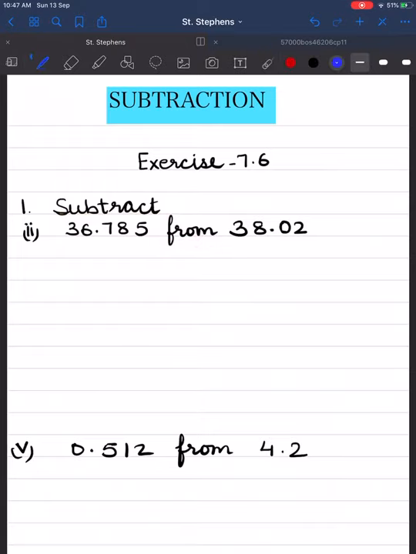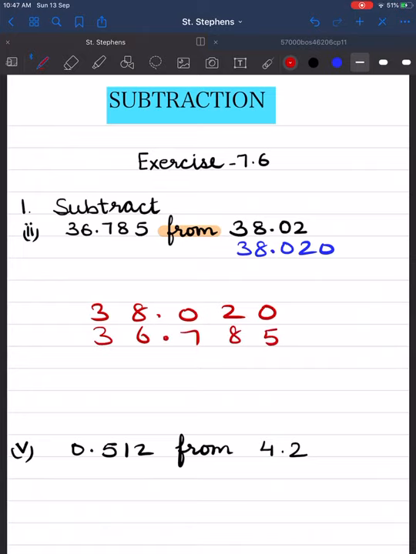First we convert 38.02 into like decimal having 3 decimal places, so we get 38.020. Now both the decimal numbers have the same number of decimal places, and whenever in subtraction there is "from", we write the second number on the top. So here we write 38.020 on the top, and we write the first number 36.785 below it. And children, remember to arrange the digits according to their place value.